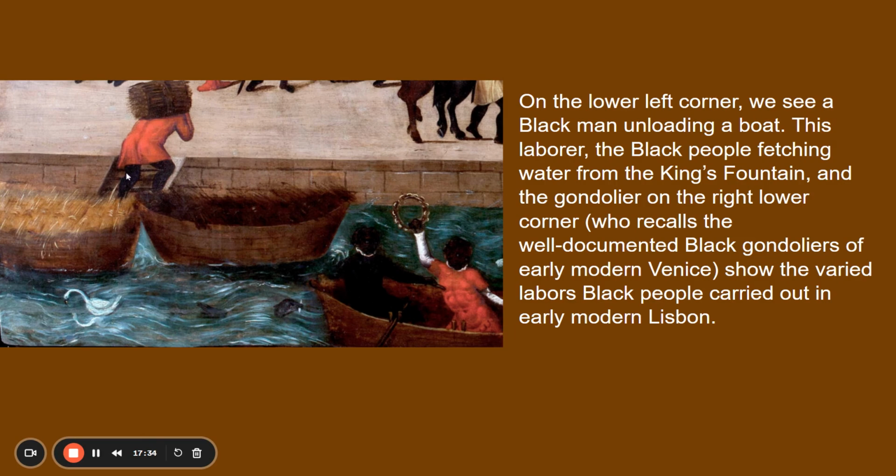So this person is probably bringing goods to sell for market, or bringing goods back to where he works for his Portuguese owner. This is a laborer who is working some sort of service job. So again, kind of taking in all the different aspects of the Black Portuguese during this time period.